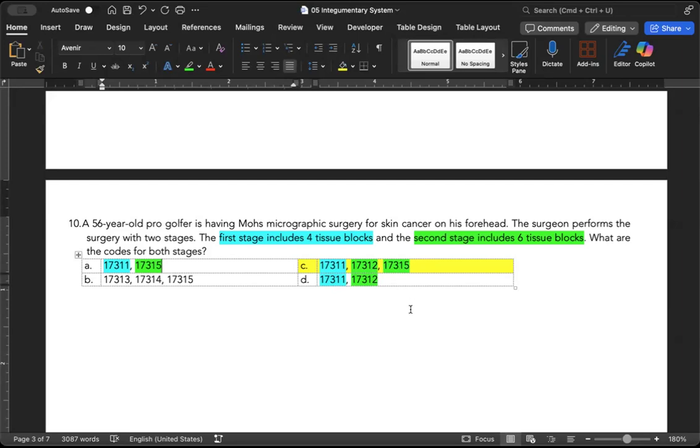Mohs is hard. It took me forever to figure out how to wrap my brain around Mohs. I even have coworkers to this day that still do not get Mohs. And it's just because it's a very complex topic for sure.